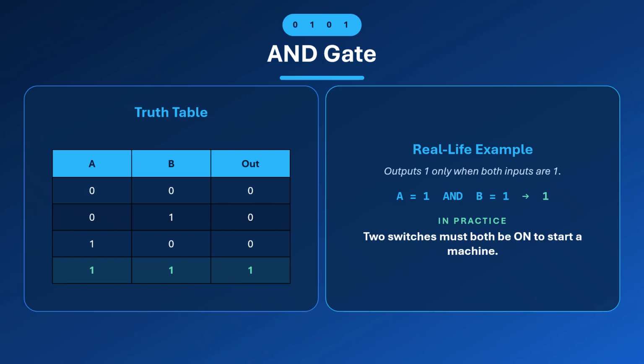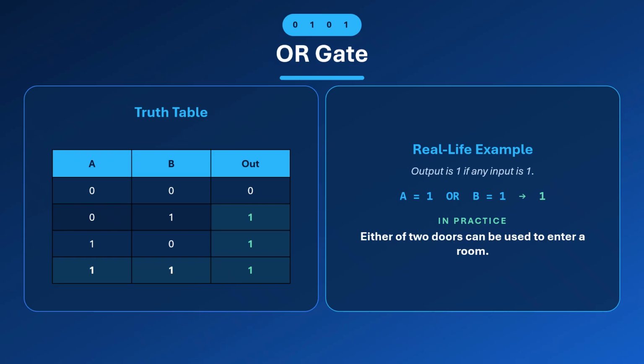In practice, two switches must be on to start a machine. Now we will understand what is OR gate. As we already know, A and B are the conditions. So here the truth table says that if A is 0 and B is 0, output is 0. That means if A is false, B is false, output is false.